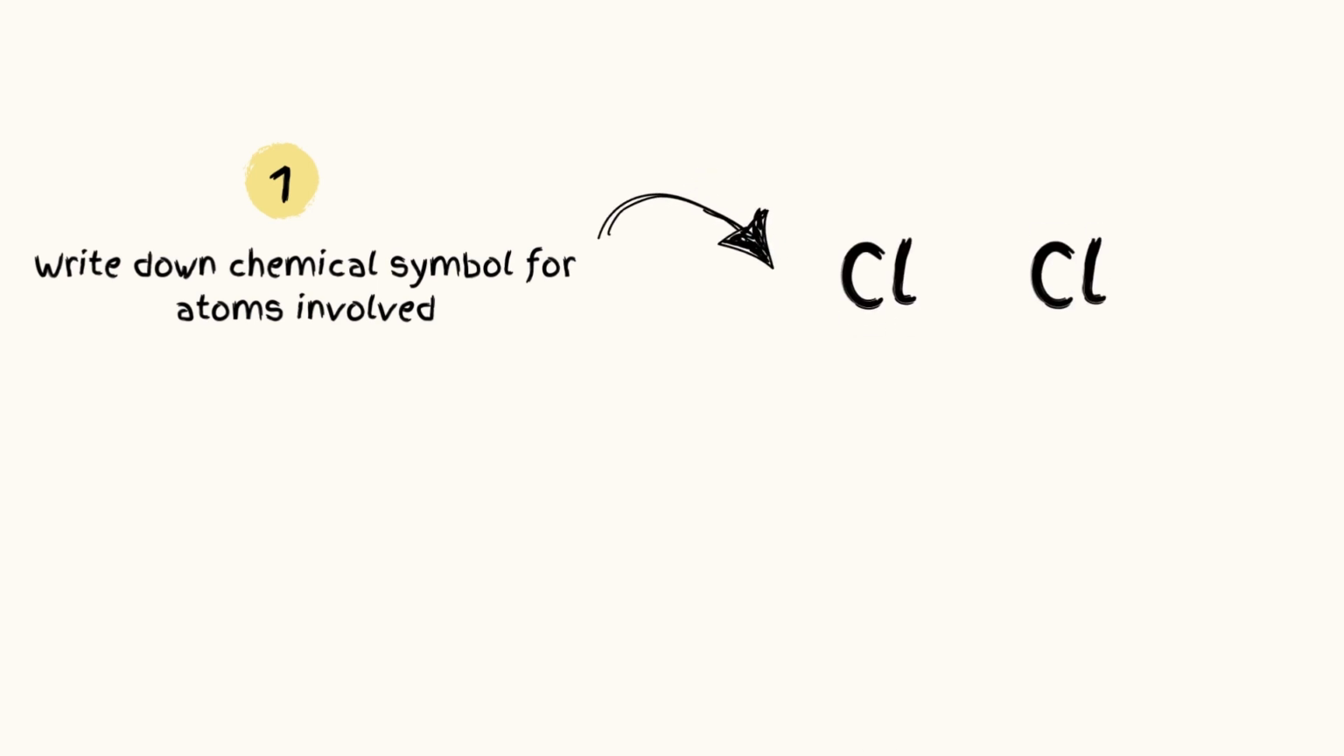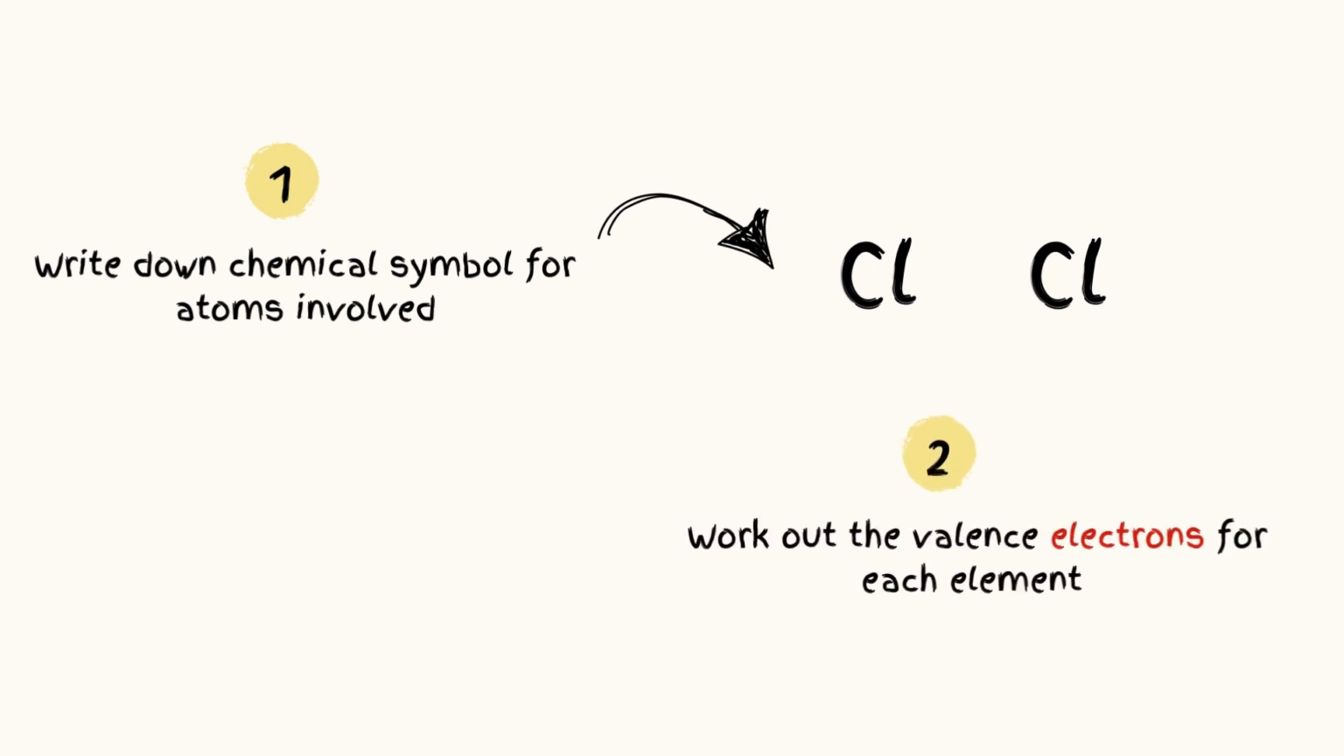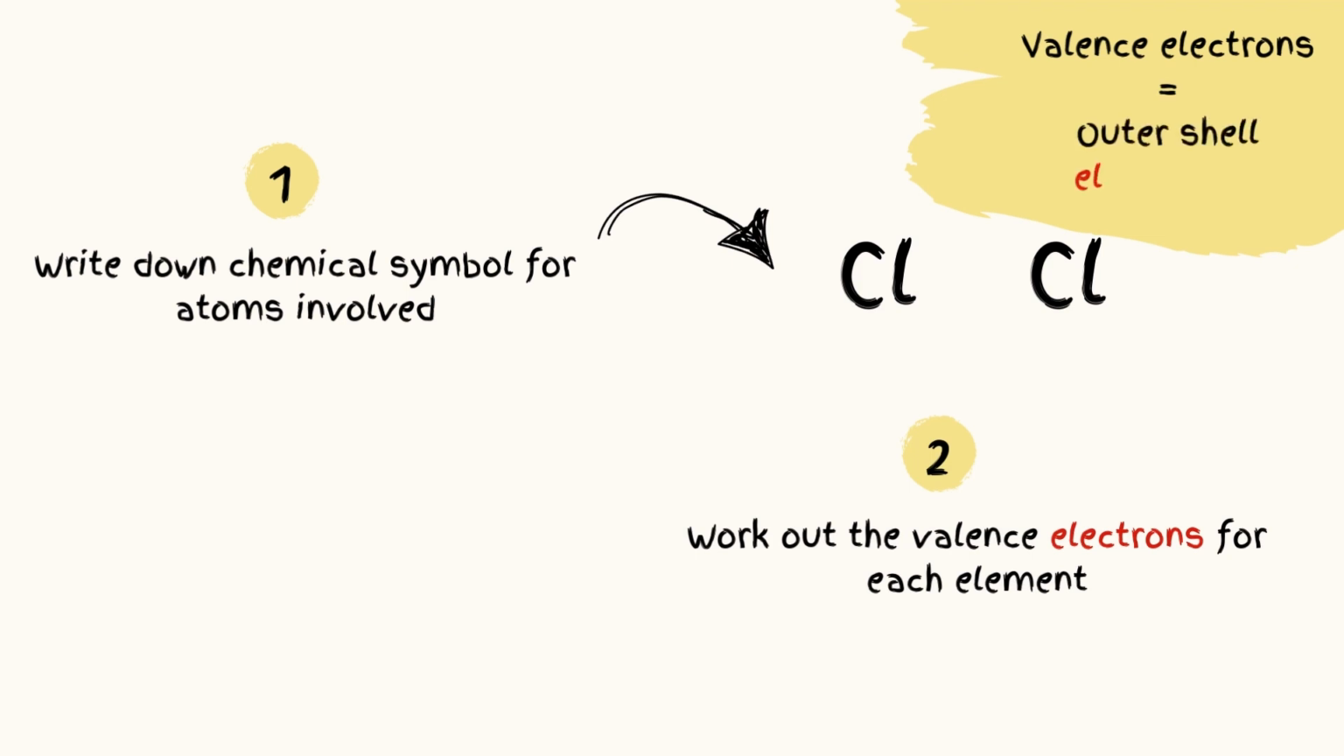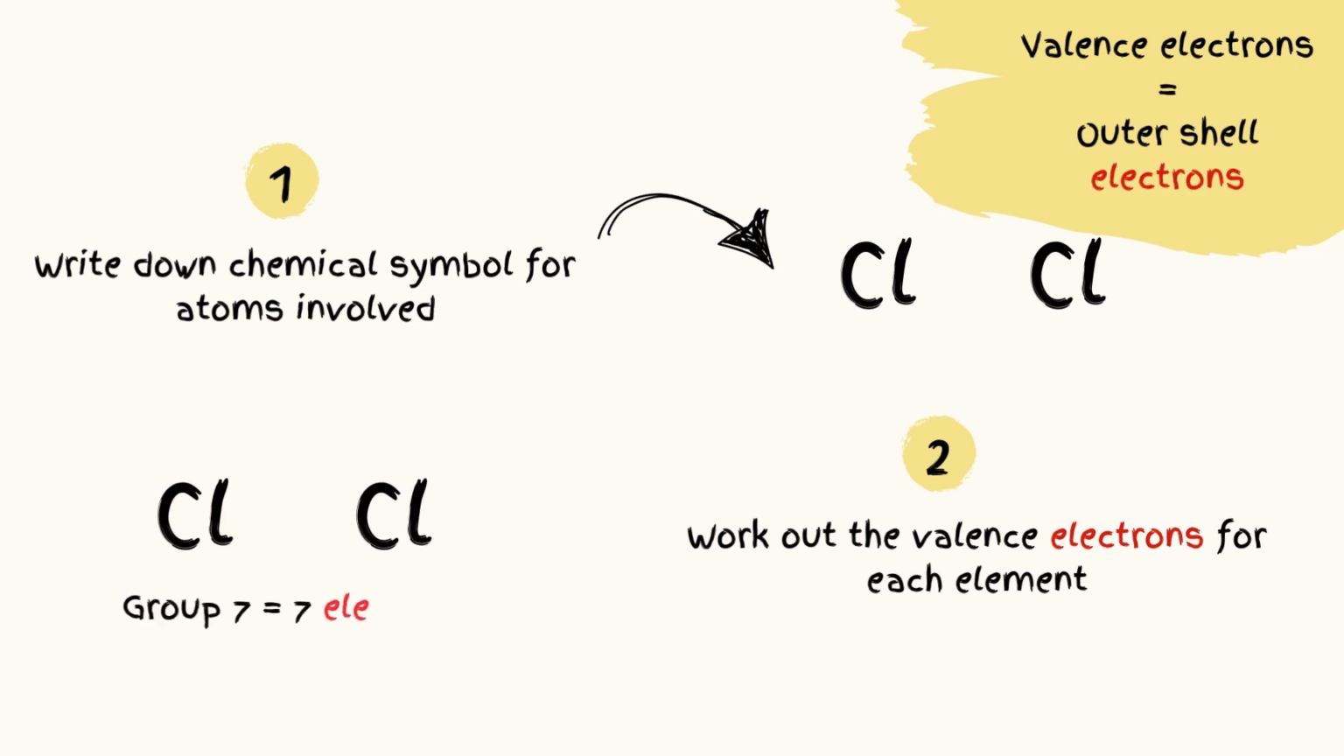Drawing dot and cross diagrams looks difficult, but it's actually quite easy. First, you will need to write down the chemical symbol of the atoms involved. So for a molecule of chlorine, we would write down 2 Cls. Next, we will need to work out the number of valence electrons each chlorine has. In chemistry, valence electrons are the outer shell electrons. And since we know chlorine is in group 7, we know each atom will have 7 electrons in its outer shell.